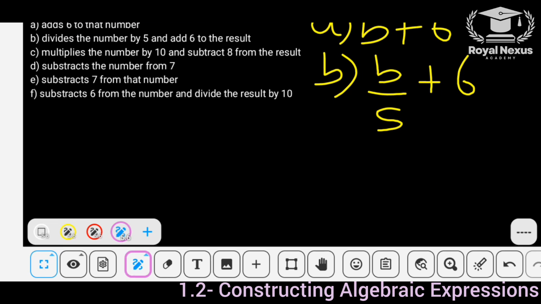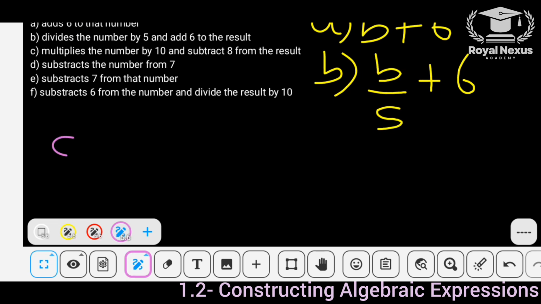Moving on to the C part, multiplies the number by 10 and subtracts 8 from the result. So basically the number is being multiplied by 10, so it will be 10b, and he subtracts 8 from the result. So whatever the result will be of 10b, he just subtracts 8 from it. So it will be 10b minus 8 because he's subtracting 8 from it. So that's why we will write 8 after 10b and not before it.